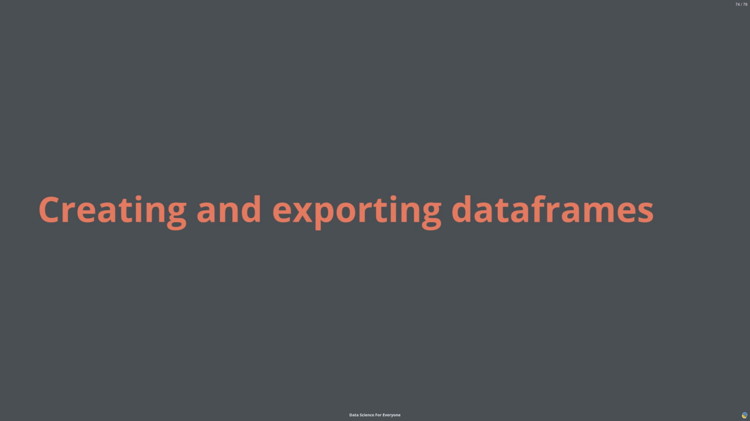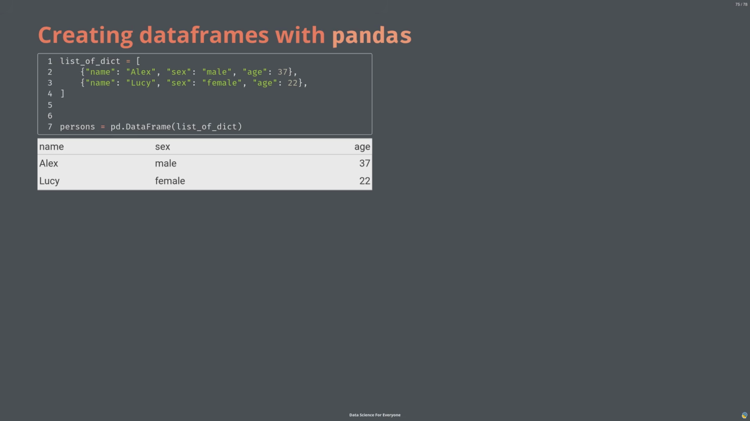With that, we come to the last part of this tutorial on pandas. Here we'll look at how to create and export data frames. There are two ways to make a pandas data frame. One way is to store several dictionaries in a list. Let's look at this example. We have created a list called list_of_dict, and inside we have stored two dictionaries. A dictionary has a key and a value pair. In this case, the name is the key and the values are Alex or Lucy. Same goes for sex and age. Once we have created this list, we can call the DataFrame method to create a pandas data frame.